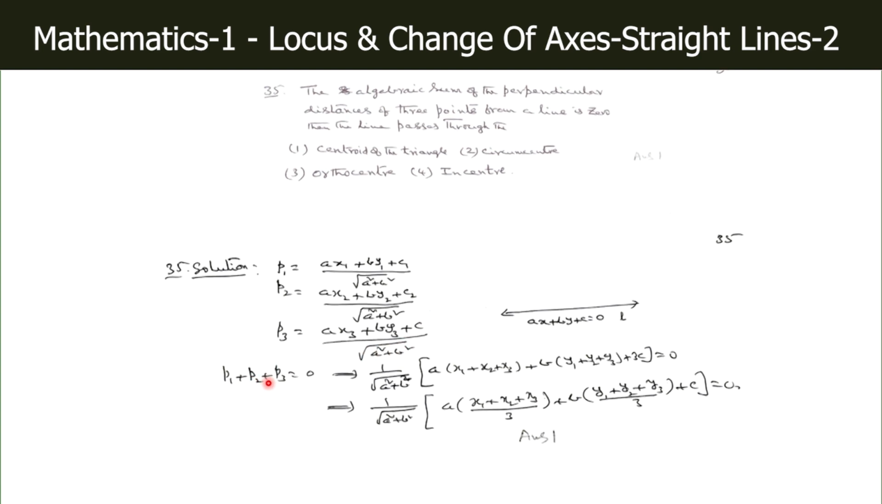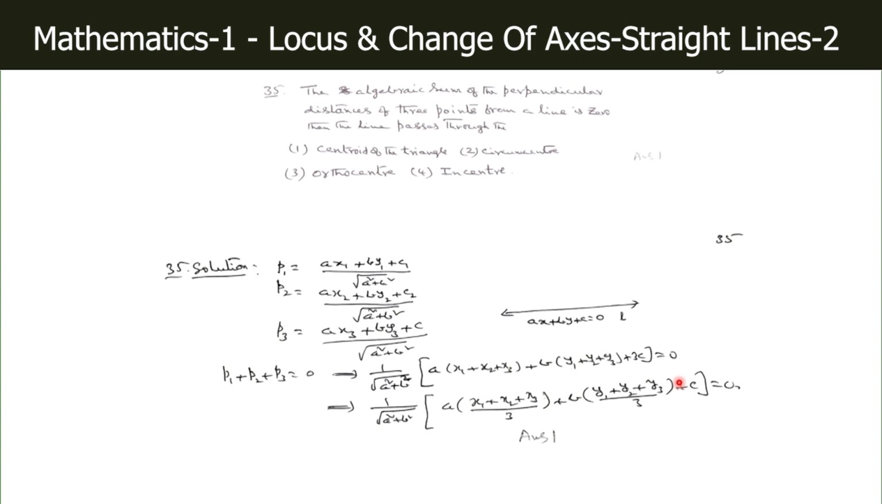Now, the algebraic sum P1 plus P2 plus P3 equal to 0 implies 1 by root over a square plus b square into bracket a into x1 plus x2 plus x3 plus b into y1 plus y2 plus y3 plus 3c, c plus c plus c, you will get 3c, equal to 0. So it shows that a into x1 plus x2 plus x3 by 3 plus b into y1 plus y2 plus y3 by 3 plus c equal to 0. That means in the above we have divided throughout by 3.